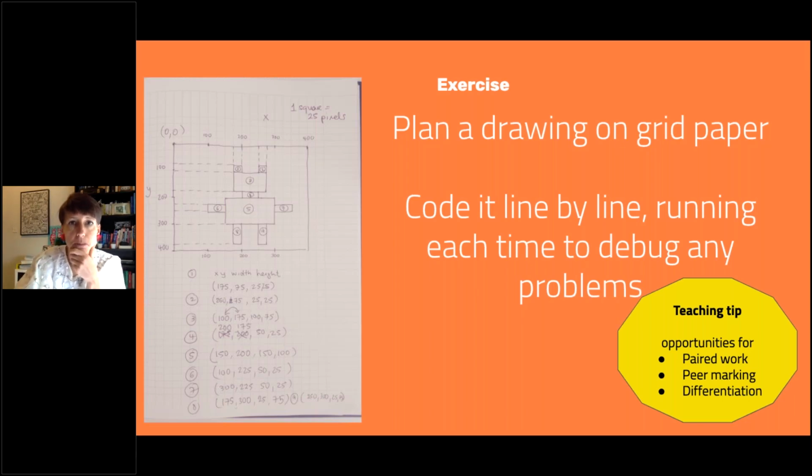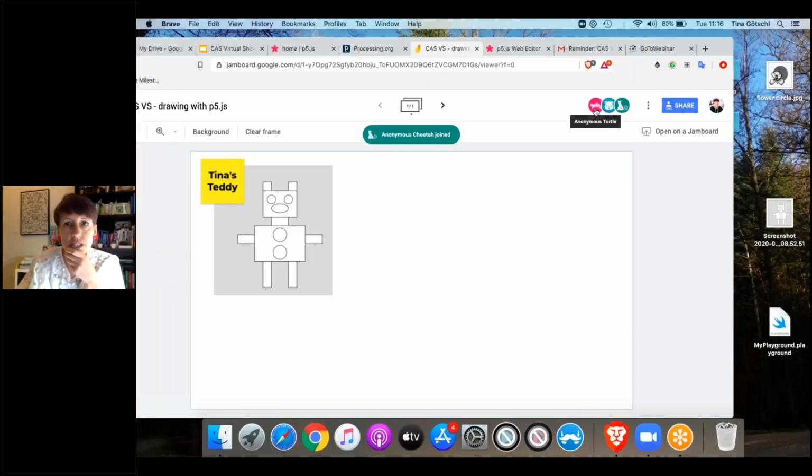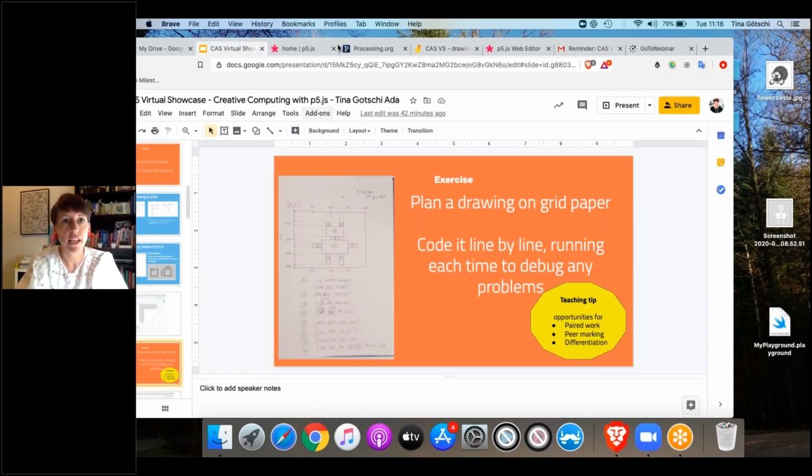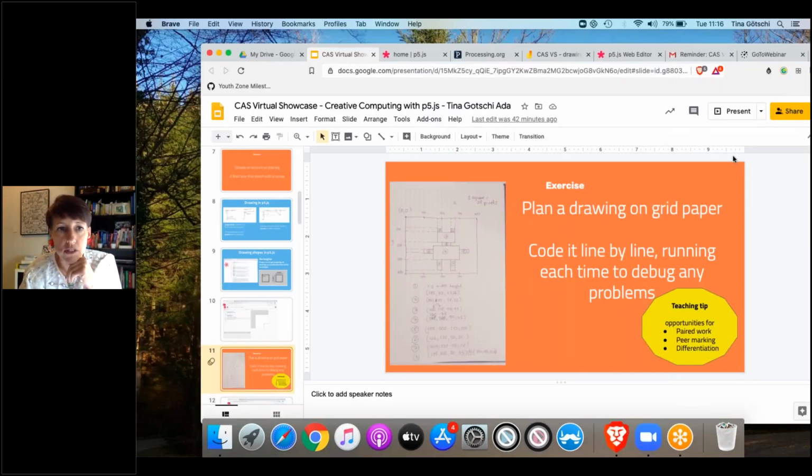Okay, so I'm going to jump across to the Jamboard, and I can see we've already got some anonymous hamsters and other strange cheetahs and turtles. When you've got something, and don't worry, we're not looking for beautiful art. You'll notice this is actually a later screenshot where I've added a few circles as well. So I'm going to give you a bit of time to make your own drawing and get a little bit more familiar with P5.js. And I'll just keep an eye on questions if there are any.